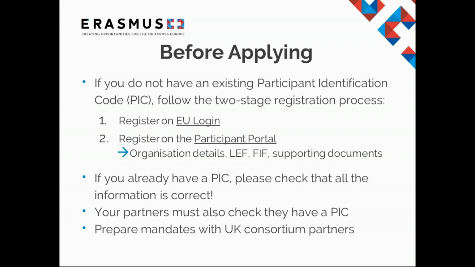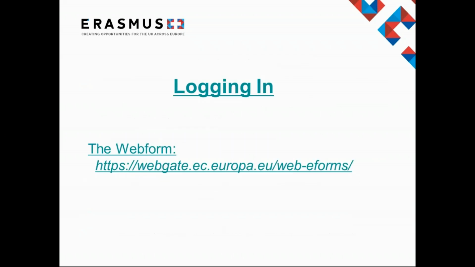Finally, if you want to apply as the coordinator of a national mobility consortium, you will also need to download the partner mandate templates from our website and have each of your UK consortium partners complete them. Each partner mandate must be signed by both parties. Please make sure that all the information, such as the name of the organization, address and legal representative on the partner mandate, is identical to the information in the application form. If there are inconsistencies, partner mandates will not be accepted by the UK National Agency.